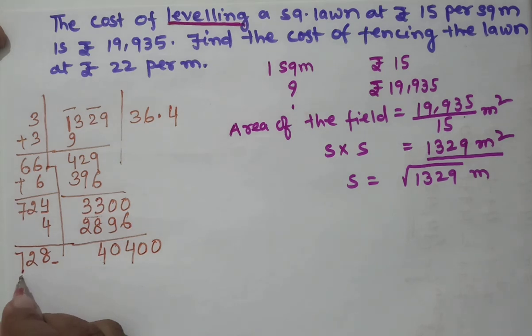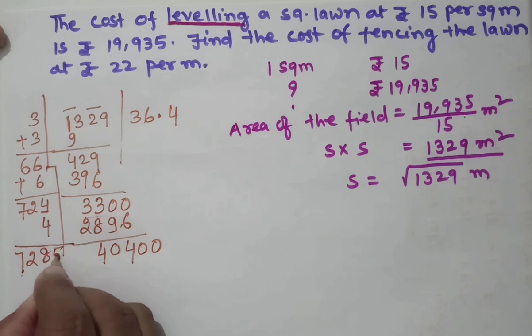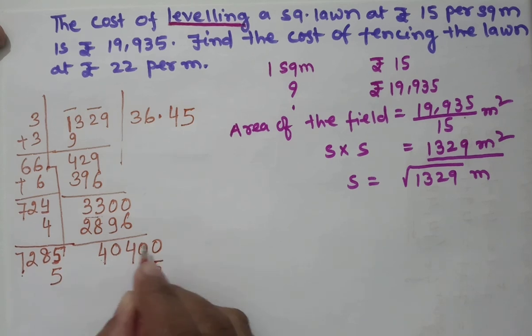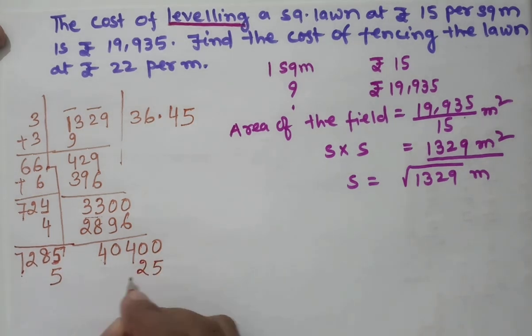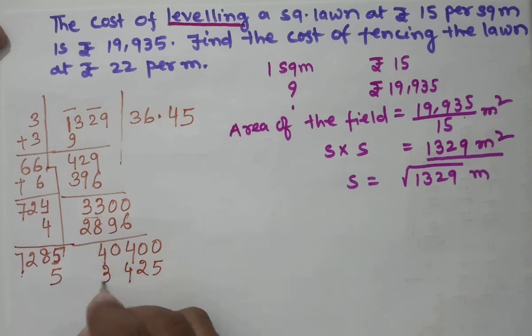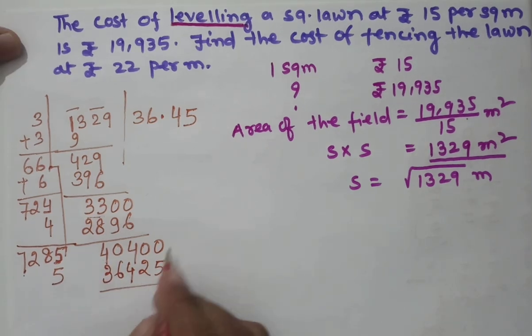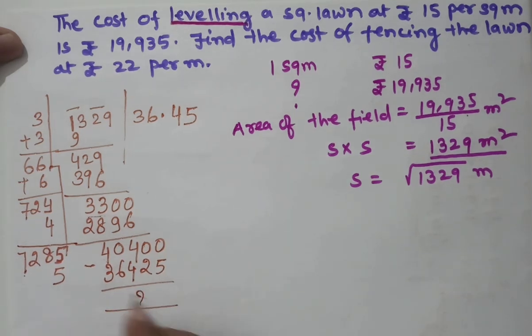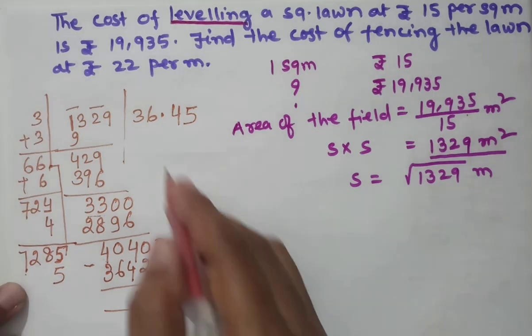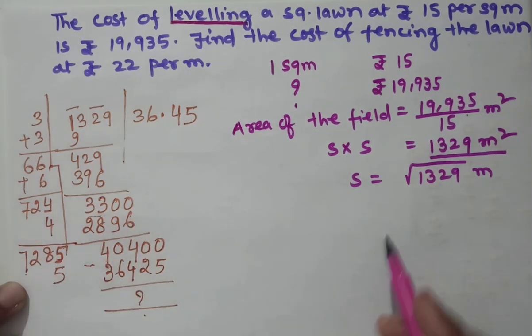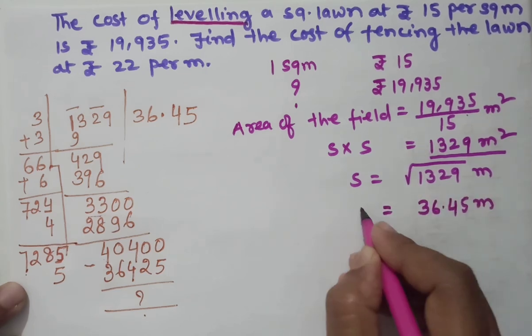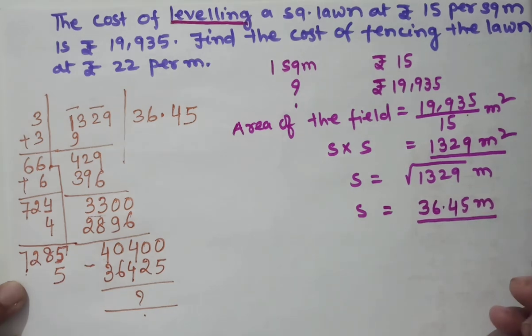Now see here, 7 5s are 35, 7 6s will be 42. So we shall go for 5. So put 5 here. 5 5s are 25, and 40 into 42 gives 1, 36. So this is okay. Now we shall get some remainder here, so there is no need to go further. So we can say that S will be equal to 36.45 meters. If you know one side, you can find the perimeter.